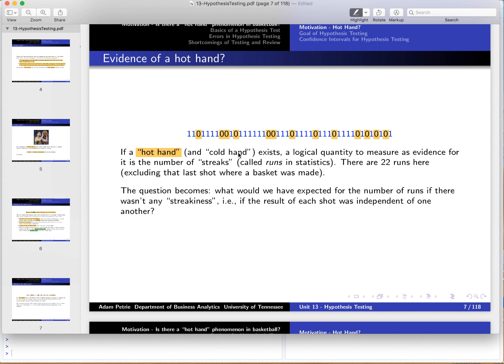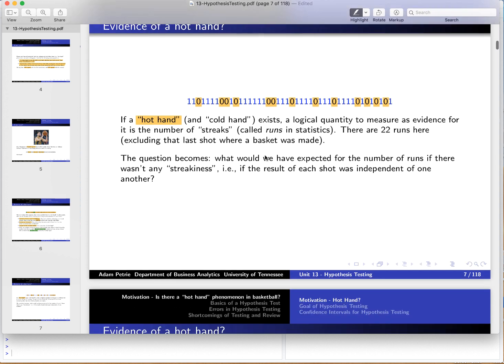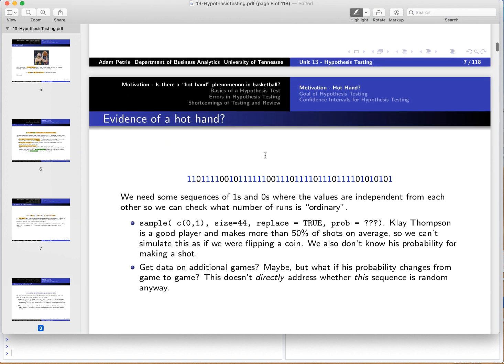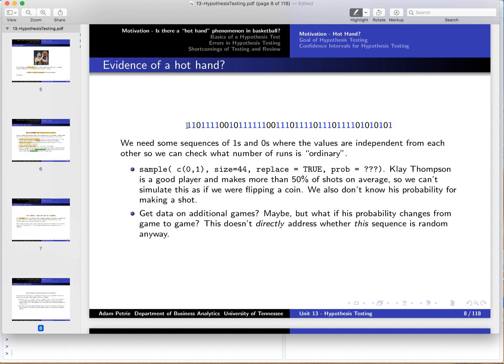What would really clue us in to a highly unusual number of streaks that would serve as evidence for a hot hand? So we need to figure out how we can glimpse at other sequences that are purely generated at random, so that we know what to expect in terms of the number of streaks. Well, we could use the sample command. We've talked about that with Monte Carlo simulation. If we want a sequence of ones and zeros, we could pick the ones and zeros at random by saying, pick from ones and zeros a total of 44 of them, since that's the length of the original sequence, with replacement, of course. But we know the ones and the zeros don't have equal probabilities.